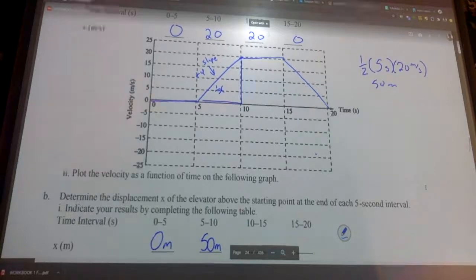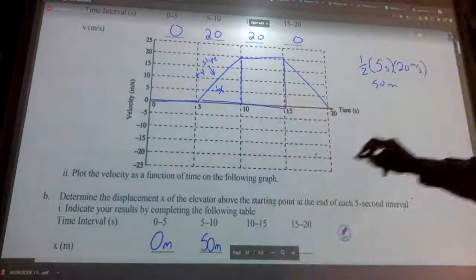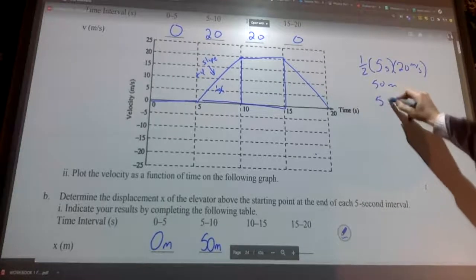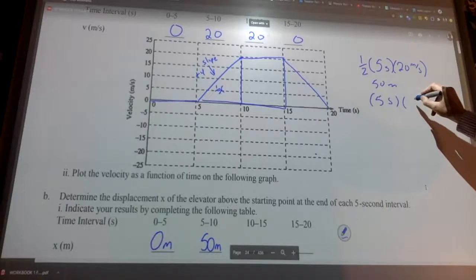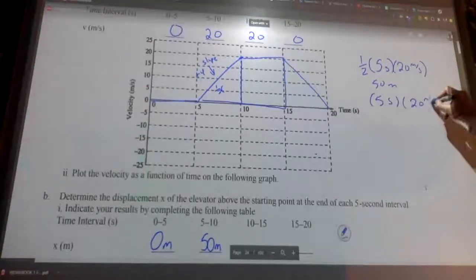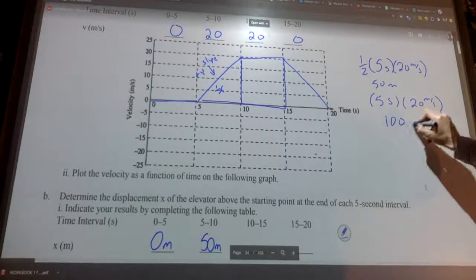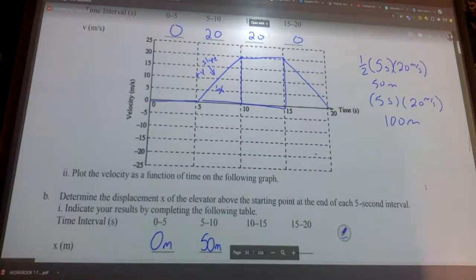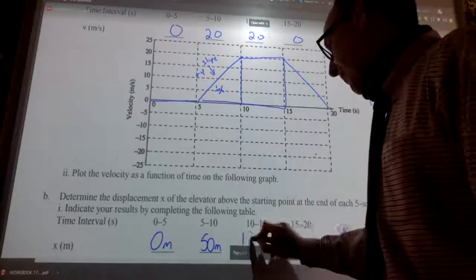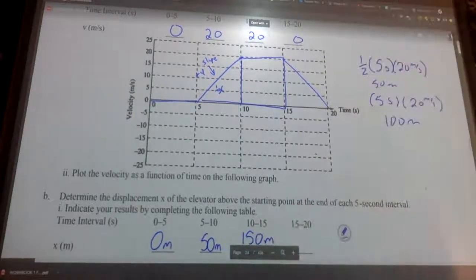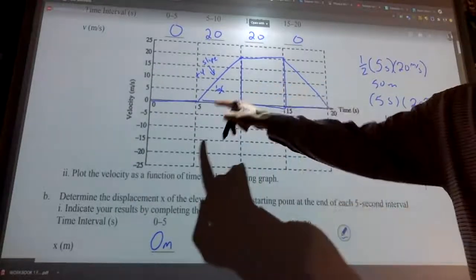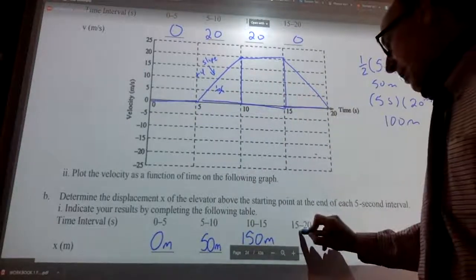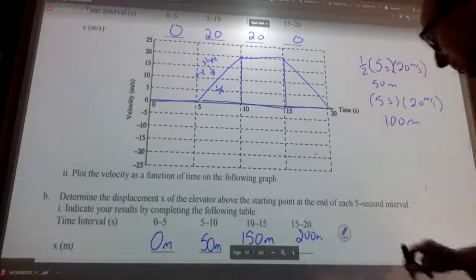From 10 to 15 seconds, it's going to be this rectangle that has a base of 5 and a velocity of 20. So I've gone an additional 100 meters. I would add that to the 50, and now I'm 150 meters away. Then 15 to 20 is going to be another 50 meters because it's the same triangle, just the mirror of it. So now I'm at 200 meters.